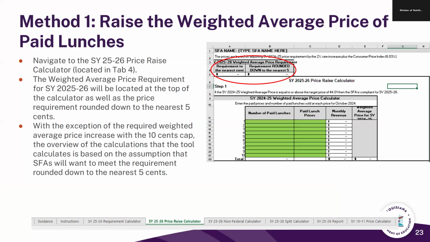So navigate to the 25-26 price raise calculator tab, which is tab 4. The weighted average price requirement for school year 25-26 will be located at the top of the calculator, as well as the price requirement rounded down to the nearest 5 cents. So that section that's circled on the screen is where you're going to find that. With the exception of the required weighted average price increase with the 10 cents cap, the overview of calculations that the tool calculates is based on the assumption that SFAs will want to meet the requirement rounded down to the nearest 5 cents.